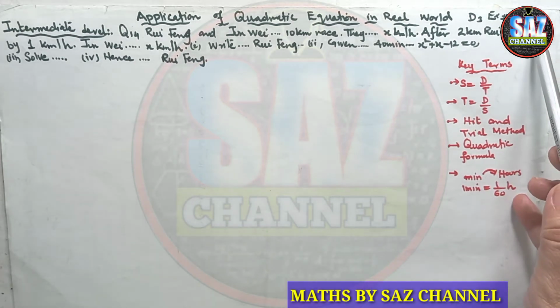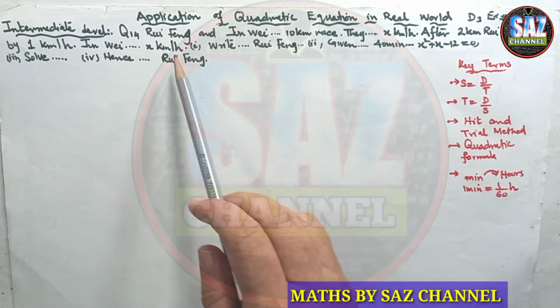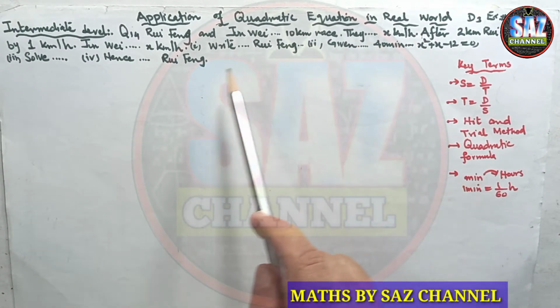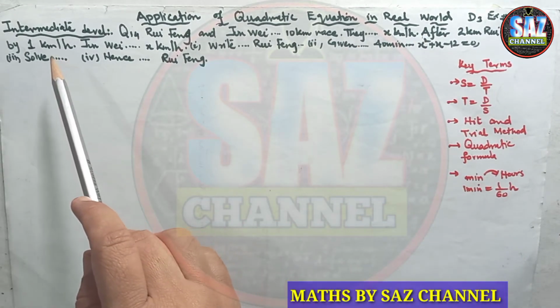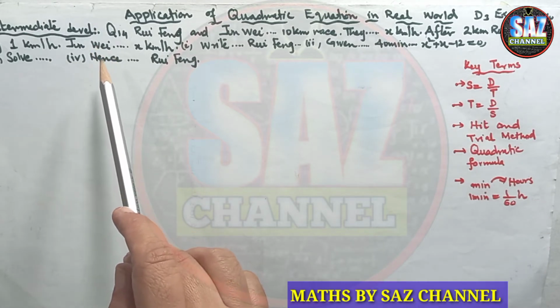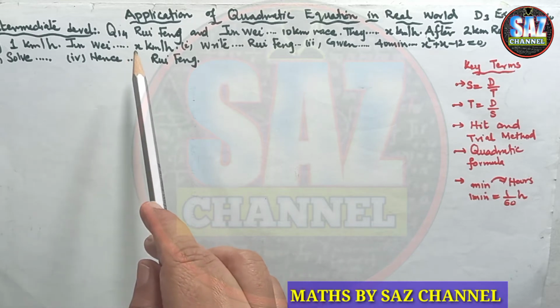This is my 10th lesson of D3, chapter number 1, exercise 1D, that is about application of quadratic equation in real world. In this lesson, I will solve intermediate level question number 14. Let's read the question first. It's really important to read and underline important terms of the question.